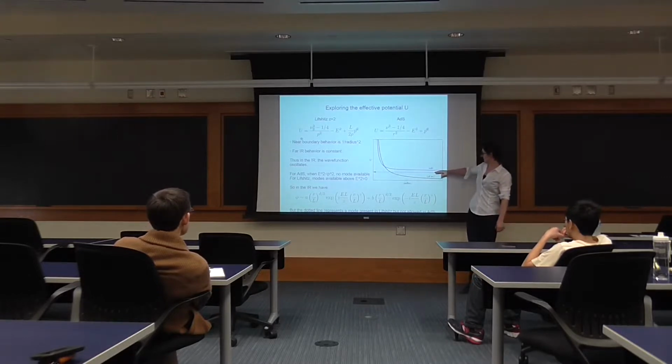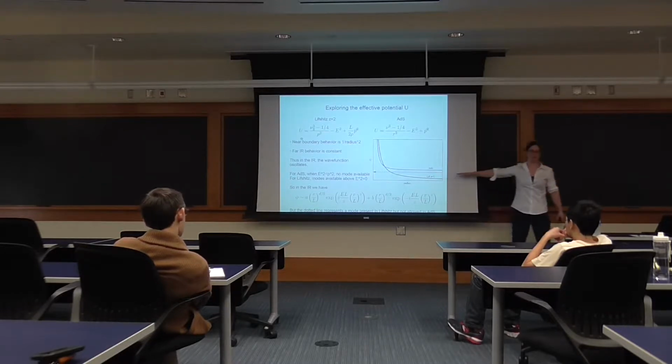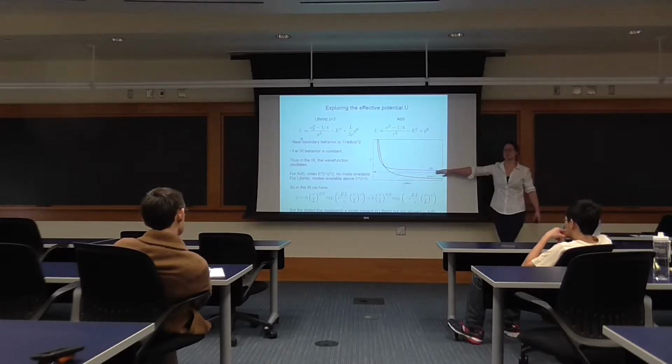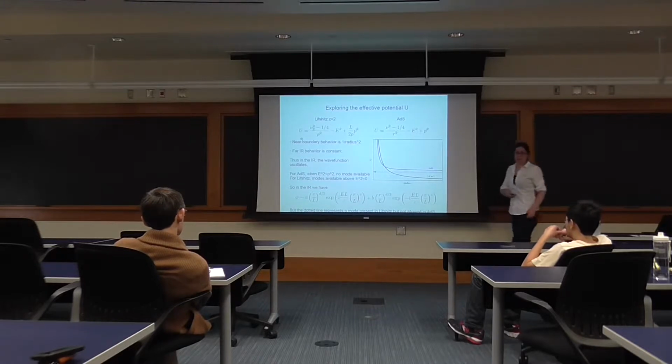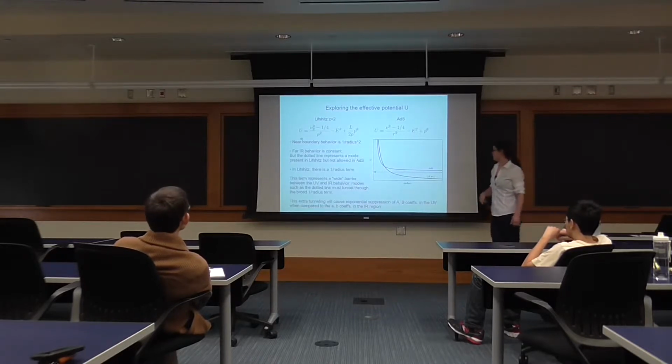And this dotted line, by the way, is supposed to represent that the modes below this are not available in AdS, because that's what the AdS potential goes out to. So energies below this, you can't produce anything in AdS. But in Lifshitz, with that energy, you can. And those modes turn out to be the modes that'll give us some trouble.